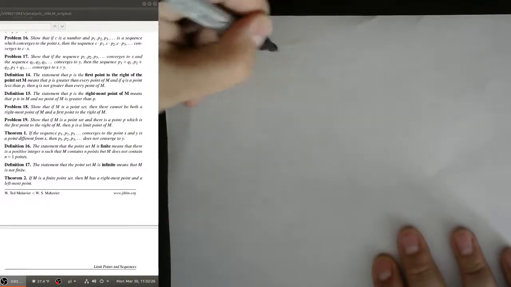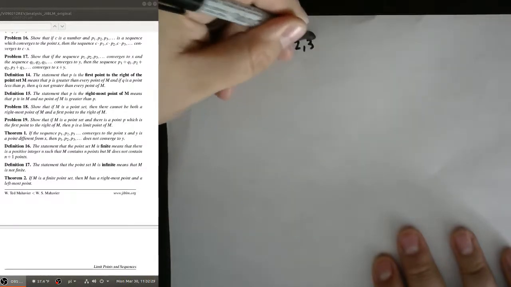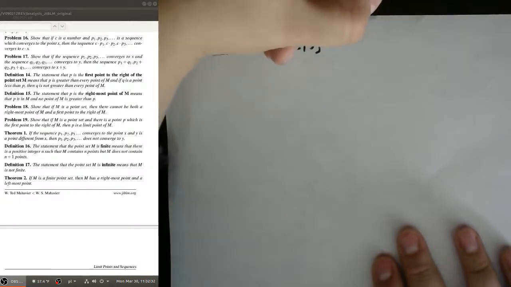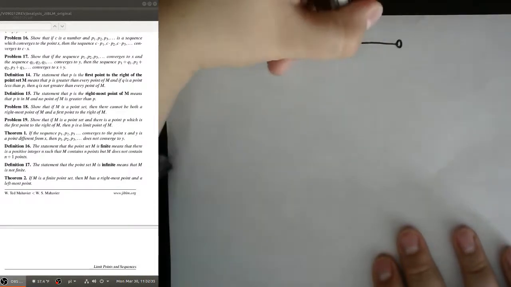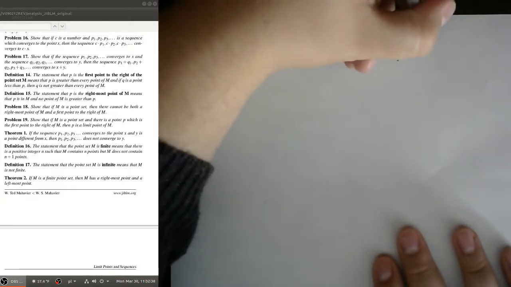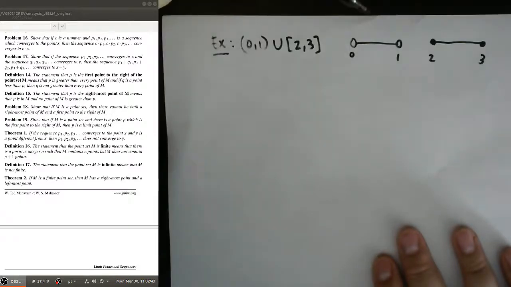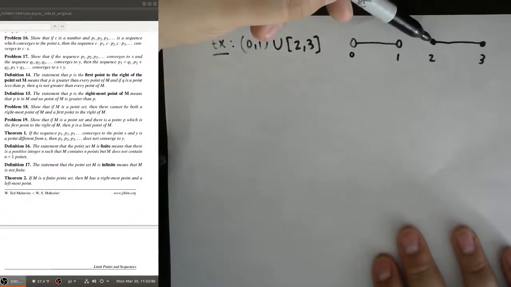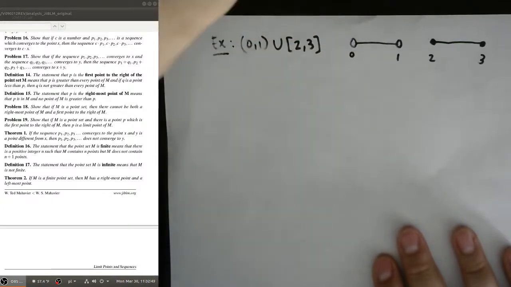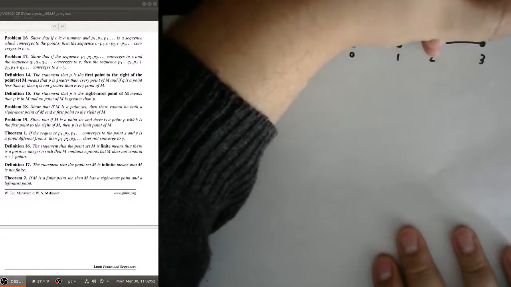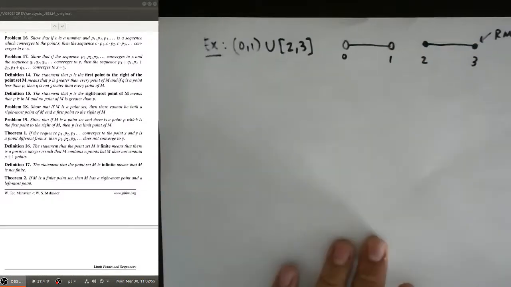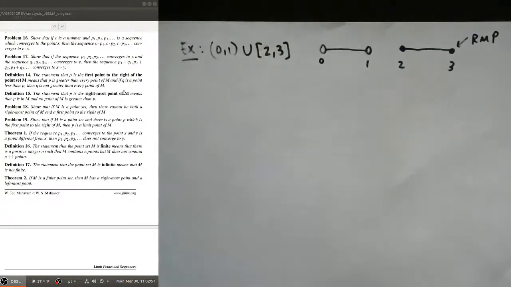So let's say 0, 1, union 2, 3 as an example. If I draw this set, here's 0, here's 1, then I have some kind of gap, and then here's 2, and here's 3. Usually we use a shaded in circle to indicate that the point's in the set, and an open circle to indicate it's not in the set. And this set has a rightmost point. That's this definition. It means that there's a point in the set, and no point of the set is bigger. So that's a rightmost point.